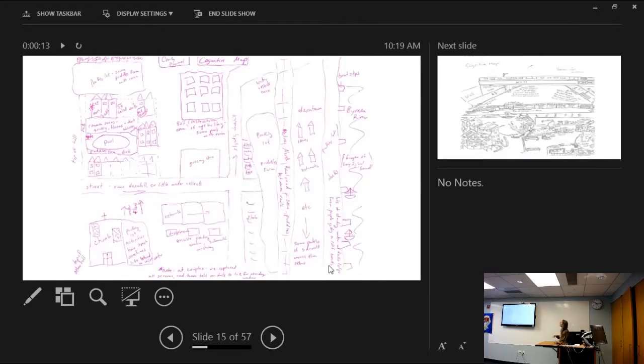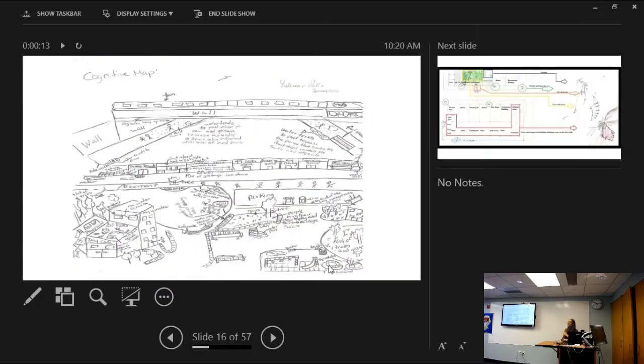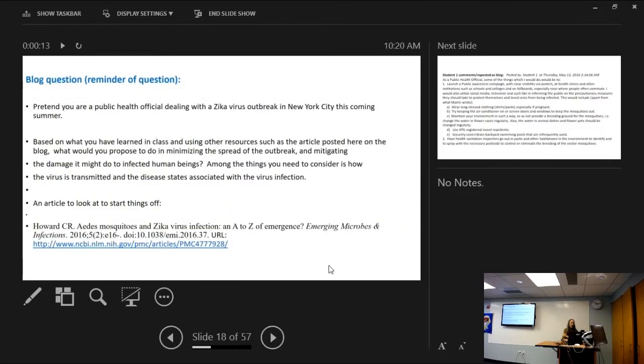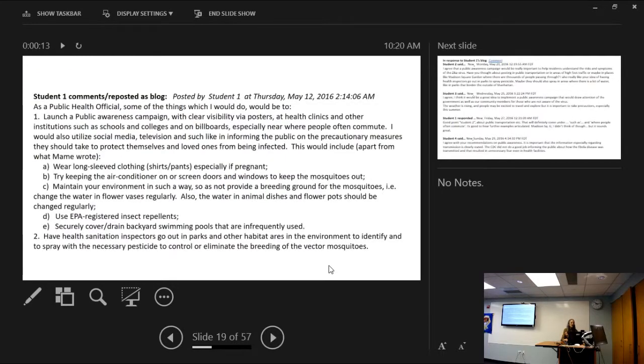And this is one example of a student's cognitive map. This is another one. And this student is a fantastic artist. In his previous lifetime, before he joined the nursing program, he was actually an artist. Okay, and that was a reminder of the question.